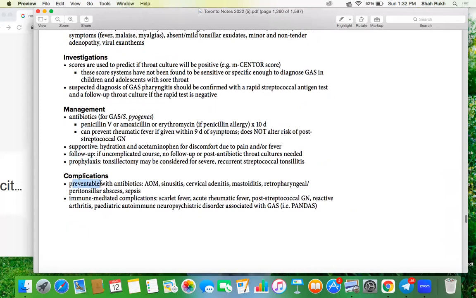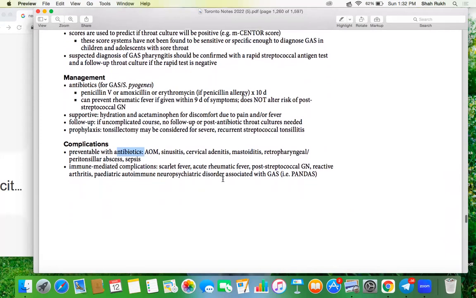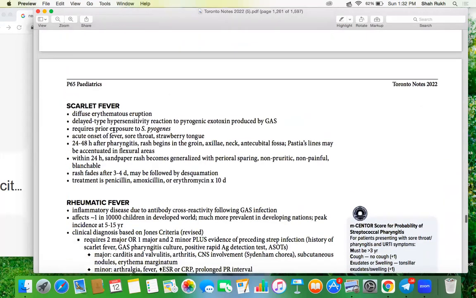Then you need to know the prevention. If you are going to give antibiotics, which diseases are you preventing? Immune-mediated scarlet fever and acute rheumatic fever. These are the complications of this one, and they are written here. Scarlet fever: sore throat, strawberry tongue. And scarlet fever has a sandpaper-like rash, so take out the picture from Google when reading it.